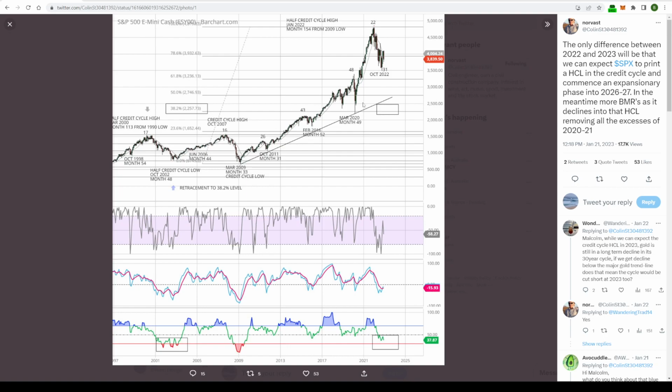31, month 52, month 49. We're currently in month 31. So we are kind of expecting that in terms of these monthly cycles that there's a half, as Malcolm said, half credit cycle high. It was in January 2022.